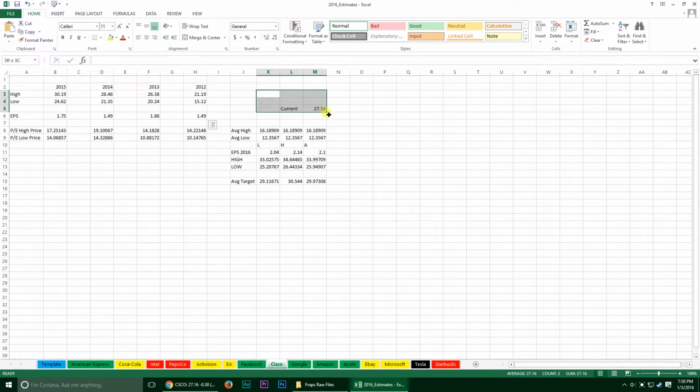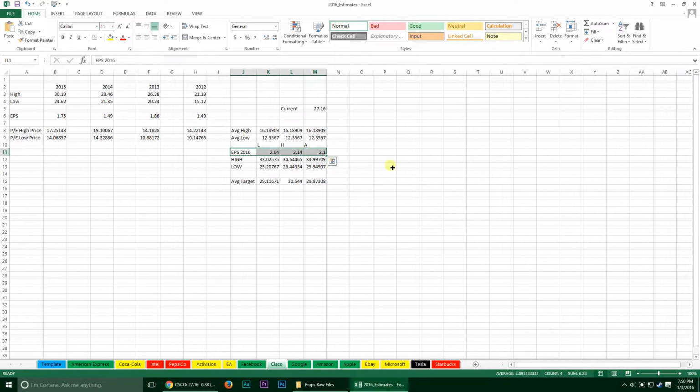Now, current is just where the market closed. The last day the market closed was December 31st, 2015, and that's the last time the market was open. It closed at $27.16. So then you come over here and we have average high and average low. Average high shows the average PE over the last 4 years, and the average low is the average low PE over the last 4 years.